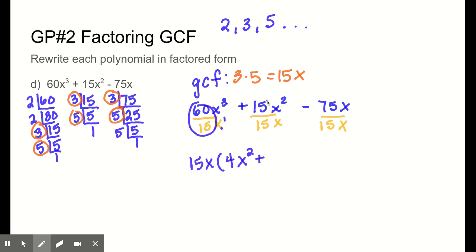Plus 15 divided by 15 is 1. x squared divided by x to the first is going to leave us with x to the first, because 2 minus 1 is 1. So we have 1x to the first, but remember, we don't write a 1 in front and we don't write a 1 as an exponent. That's implied. Minus 75 divided by 15 is 5, and x divided by x is 1. So we have no x's left when we divide those out. So we have 4x squared plus x minus 5, and that is our factored form.